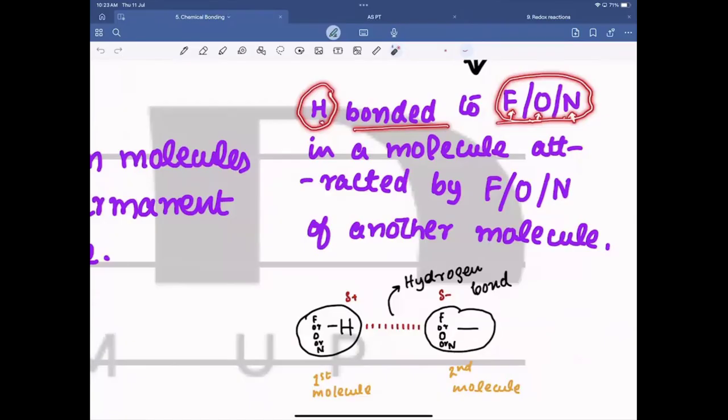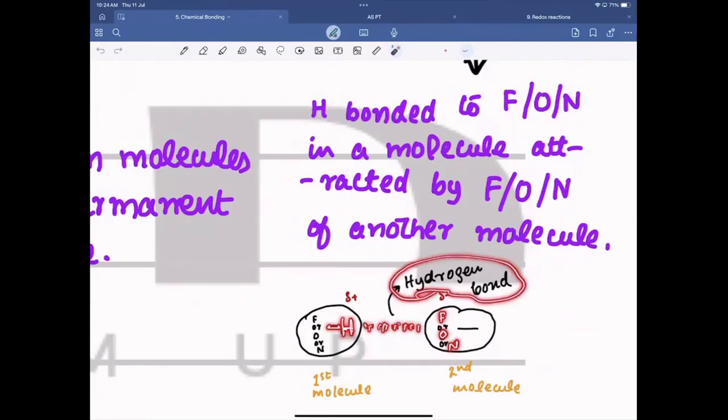And that hydrogen, which is bonded to these three atoms, if attracted by the fluorine, oxygen, or nitrogen of another molecule, then that attraction is called hydrogen bonding. For example, if you see this is one molecule, and in this molecule there is a hydrogen, and that hydrogen has a covalent bond with fluorine or oxygen or nitrogen, right? And this hydrogen is attracted by the fluorine or oxygen or nitrogen of another molecule, then this force of attraction is called hydrogen bond. Understandable?